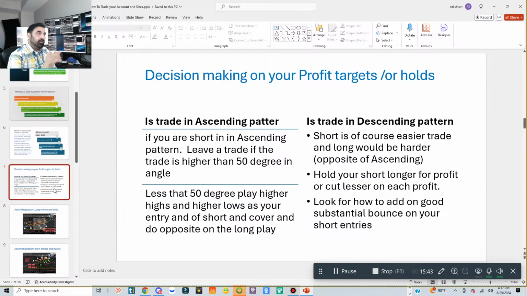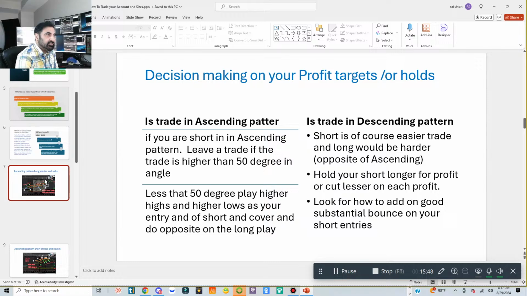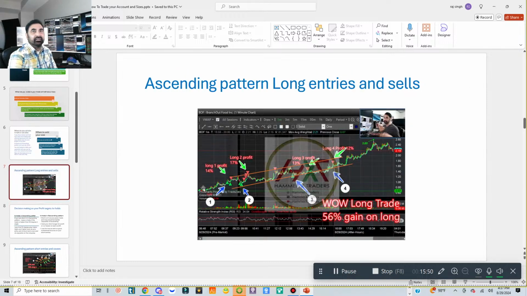So now we're going to hold on to this slide again. I think I'm going to move this into this pattern. Here we go. Ascending pattern, long entries and sells. So this is from yesterday, BOF, right? You guys can see this is a 25 to 30 degree angle, and it's ascending. We have chosen to go long, and I'm going to show you the very next one, the very same day, where we are going long, selling, again buying in the right area.